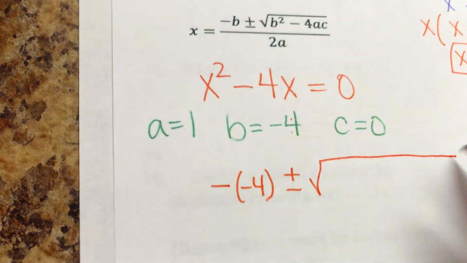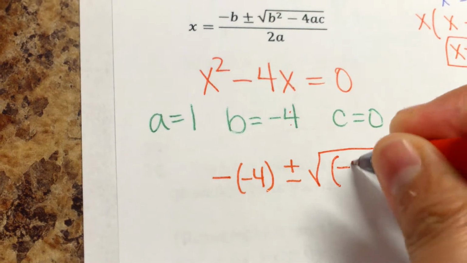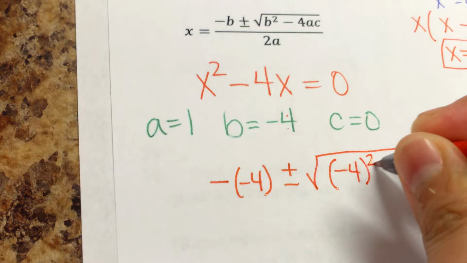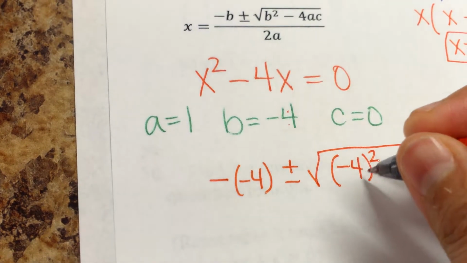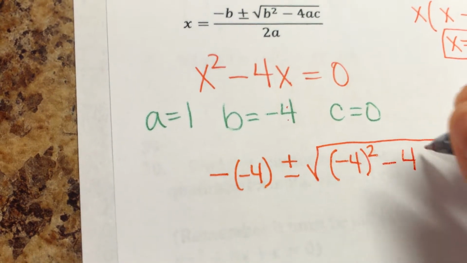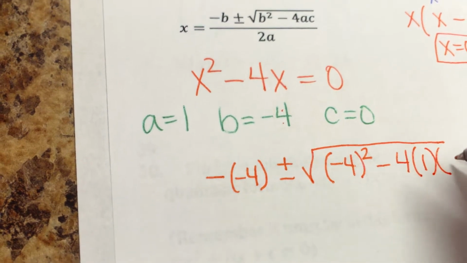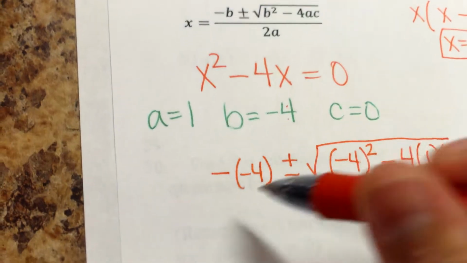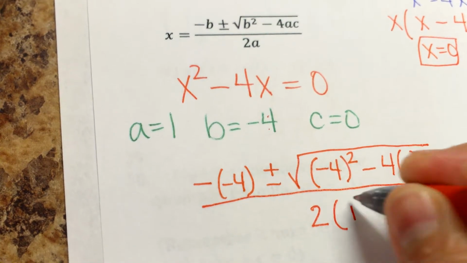Square root b squared, parentheses, guys. You need to put the parentheses. Remember in the previous video I showed you what happens if you don't. So negative 4 squared, the 2 goes on the outside, minus 4. A is 1. Your c is 0. All over 2a is 1.